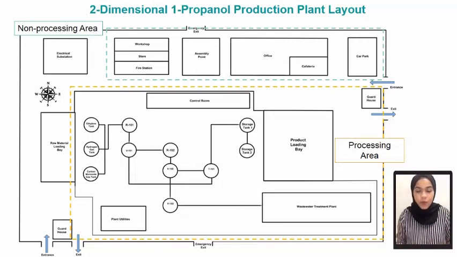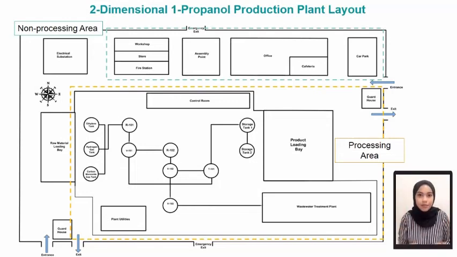layout. Firstly, when you enter the plant, there will be a guardhouse. This guardhouse is to monitor the entrance of people and vehicles. Then, on the right side, you'll see a car park. This is to provide space for the employees and visitors to park the car. An office. This is to provide a workplace for any administrative and managerial work. Also, a cafeteria is located in the plant to provide food and drink for the employees and visitors.